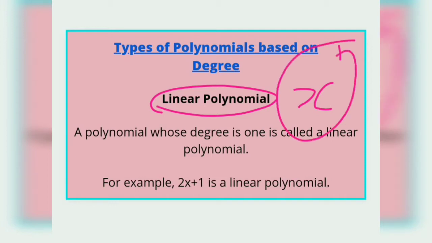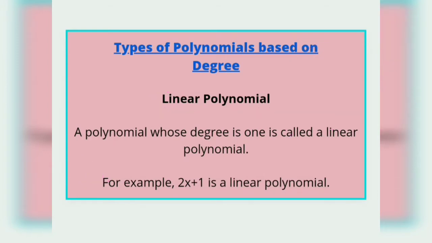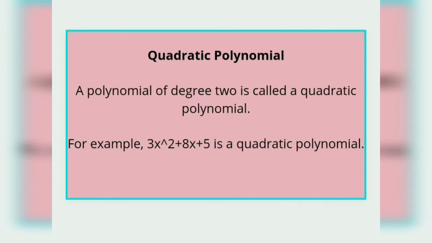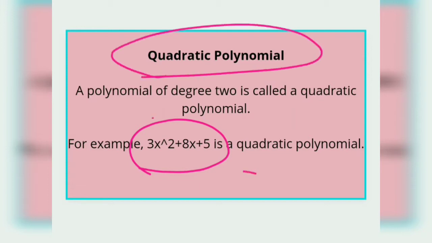is a linear polynomial. If you can see the given example, 2x plus 1. Now see, the degree of x is what? 1 only. So if it is 1, that means that is a linear polynomial. Now move to the next one, quadratic polynomial. Quadratic means 2. If the degree is x raised to power 2, that means that is a quadratic polynomial. In the given example, you can see 3x square plus 8x plus 5. So definitely 2 is greater than 1. That is why we are considering this as a quadratic polynomial, because the degree of x is 2 here.